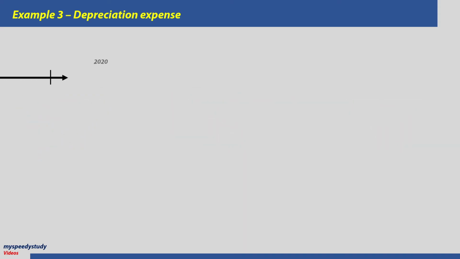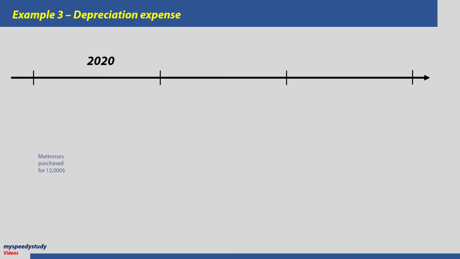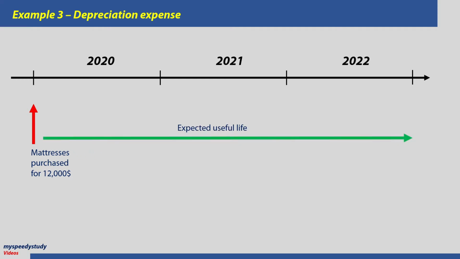Let's assume at the beginning of 2020, 30 mattresses for 30 beds have been purchased and that each mattress cost $400. So the investment at the beginning of 2020 is 400 times 30, which is $12,000. Let's also assume that hotel management decides that mattresses are to be replaced every 3 years. So a mattress is a long-term asset with a useful life of 3 years.